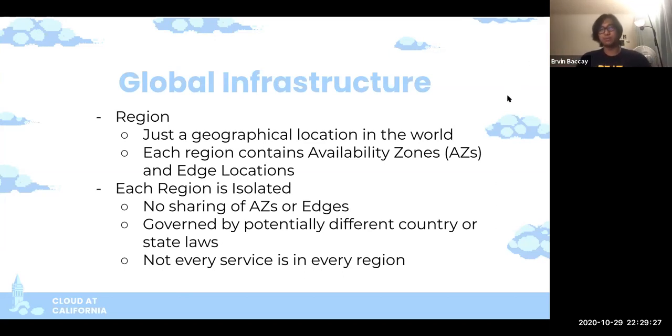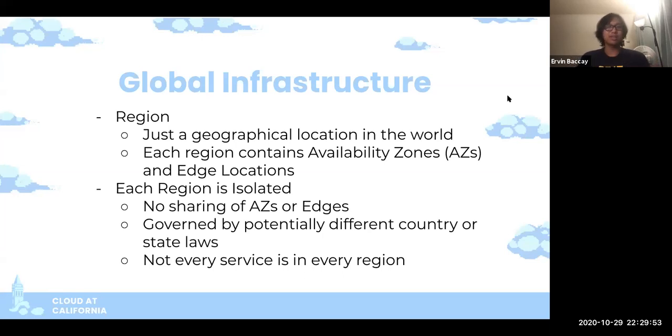So for example, US West 1, US West 2 is like Northern California versus Oregon and Washington. So literally just a physical region that you define on the map. And each of these regions has availability zones, which are AZs, and edge locations. In addition to that, each region is isolated. So there is no overlap of the regions. Like once you get to a certain border, you switch from one region to the next.